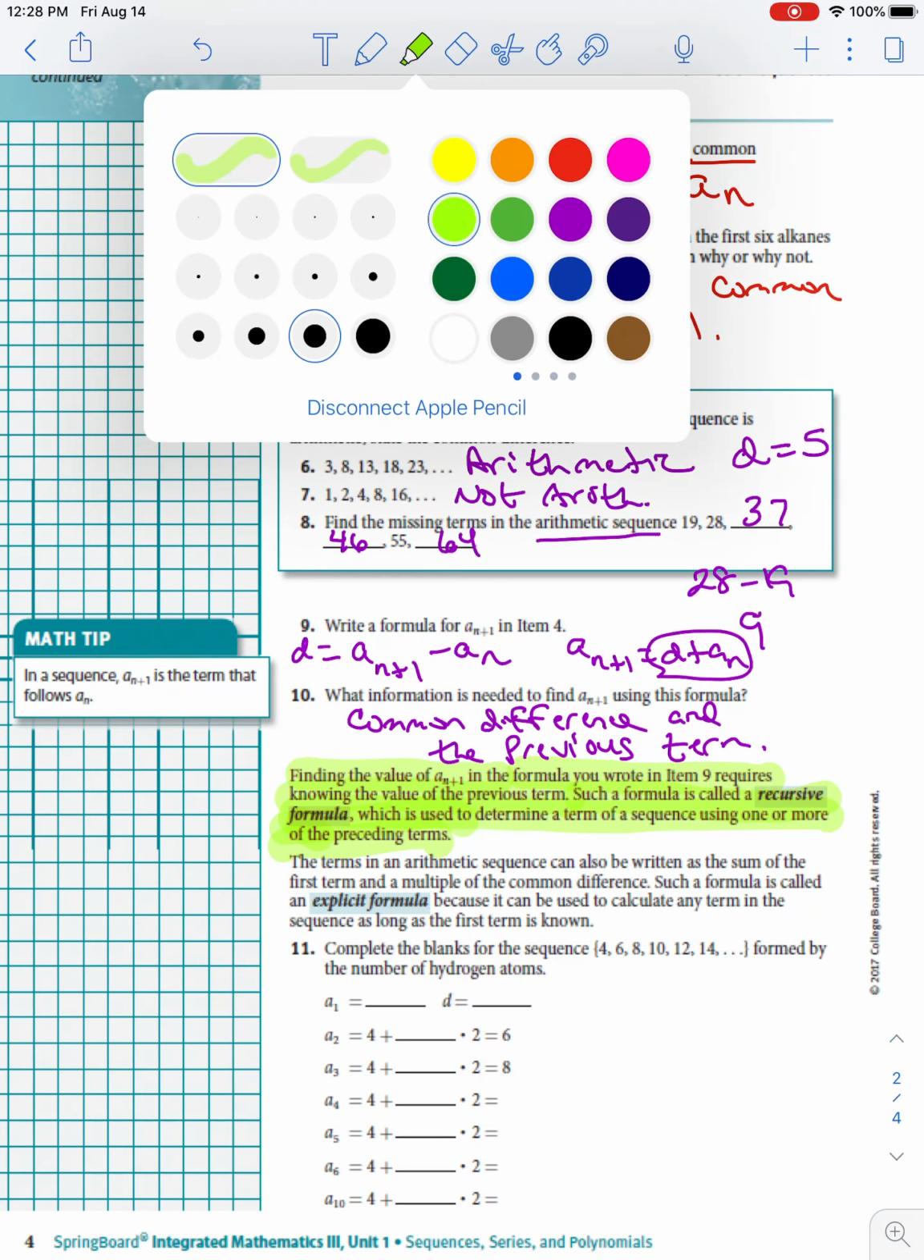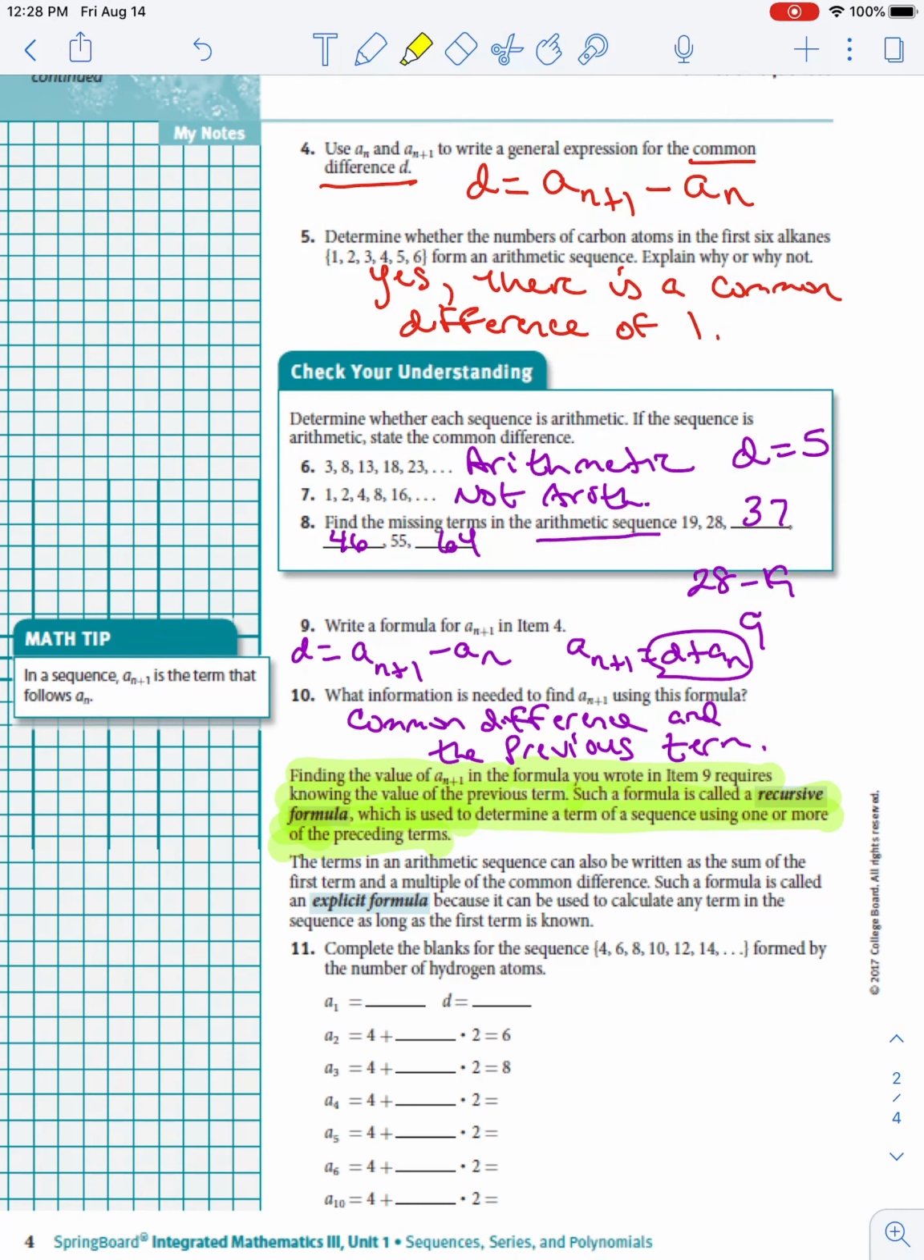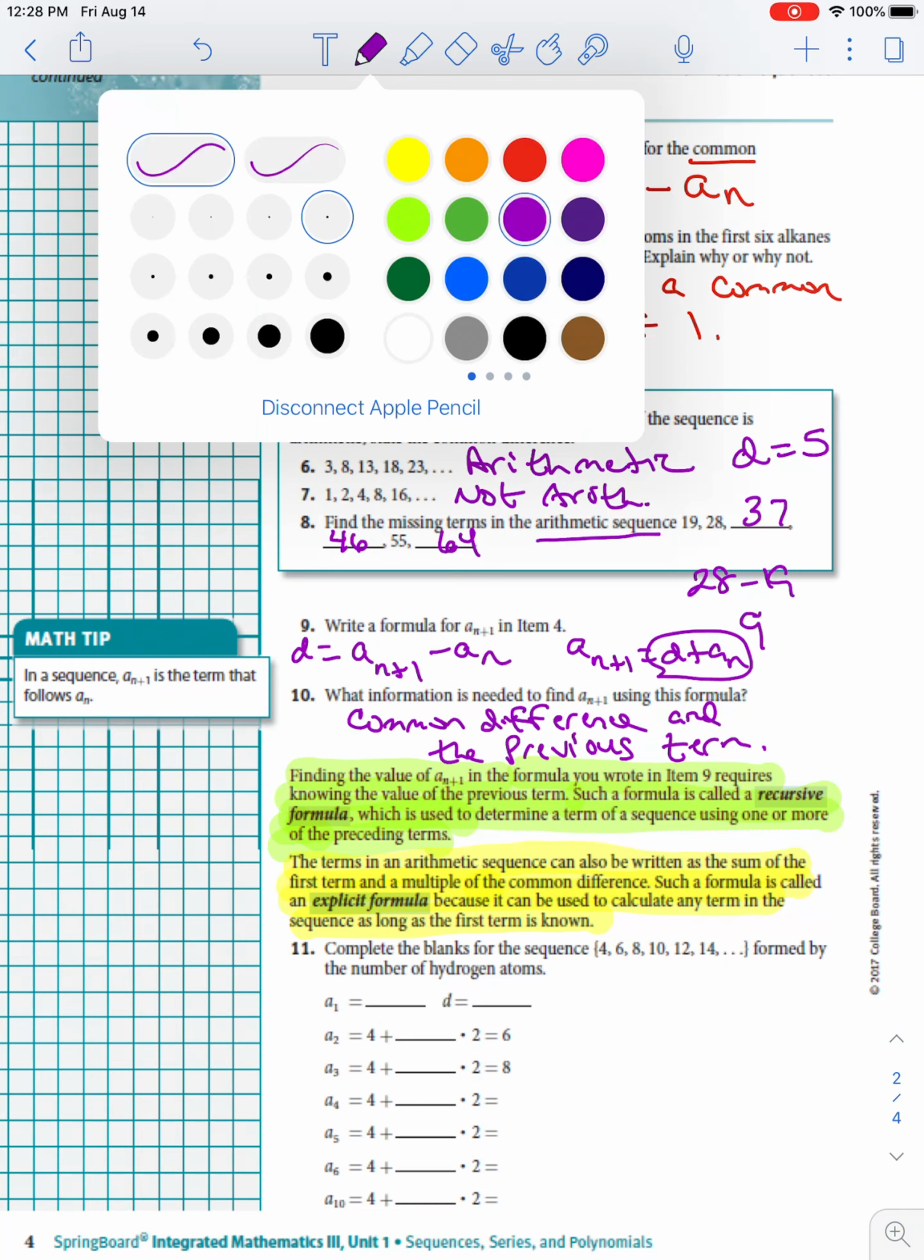But when we don't have that information, we're going to have something called an explicit formula, which is just a little bit different. In an explicit formula, the terms in the arithmetic sequence can also be written as the sum of the first term and a multiple of the common difference, and that's called explicit. And it's going to allow us to calculate any term. And we're going to look at that with the same example of these hydrogen atoms.